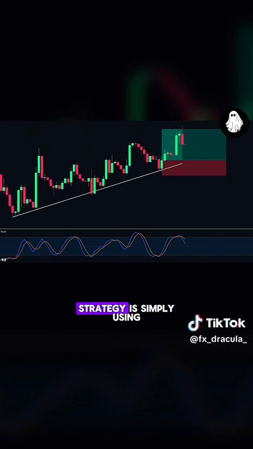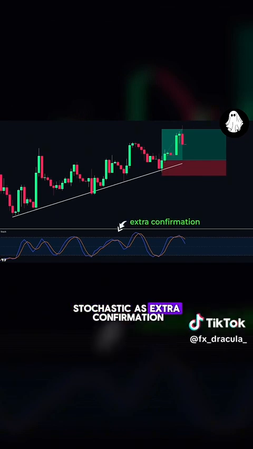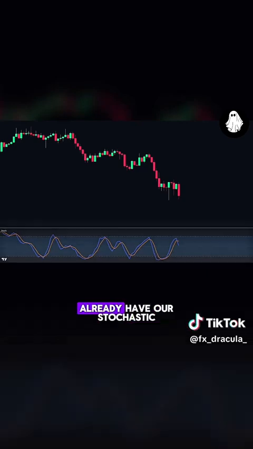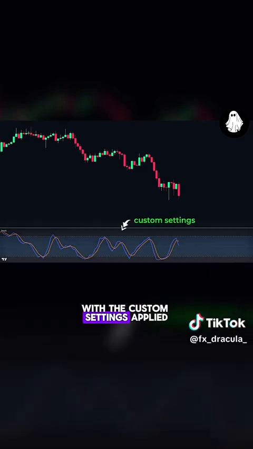So the key to this strategy is simply using stochastic as extra confirmation for our trade, so that we don't blindly enter trades when price touches the trend line. Let's look at another example. In this chart, we already have our stochastic with the custom settings applied.